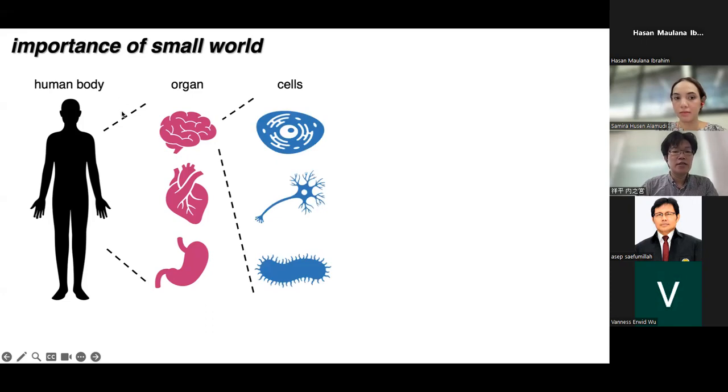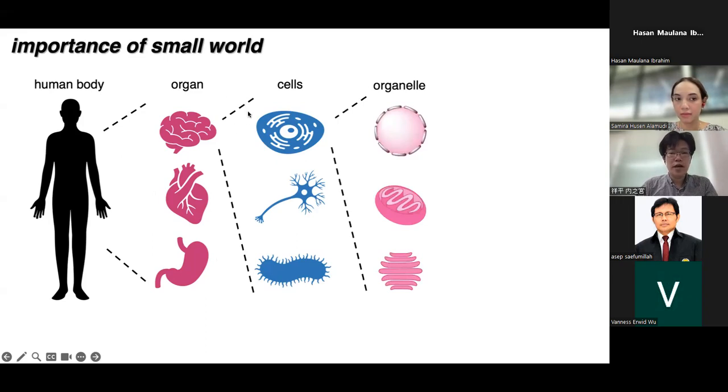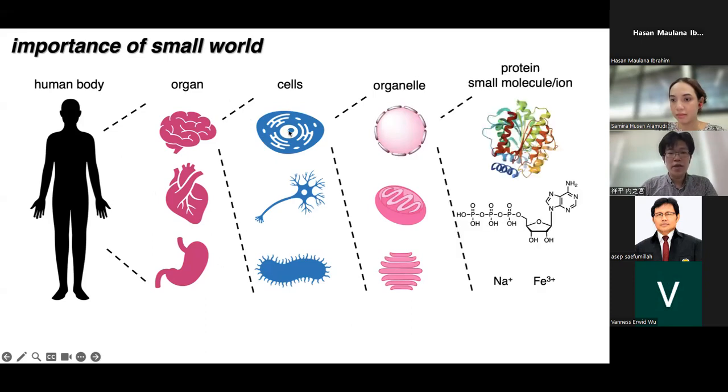However, these organs consist of many types of cells, even including some bacteria in the intestines. And these cells consist of several types of organelles, such as the nucleus and mitochondria. And these organelles consist of many kinds of proteins, small molecules, and even ions. We cannot see these cells, organelles, proteins, small molecules, and ions with our naked eyes. However, to understand the function of our body, we need to know the function of these things.